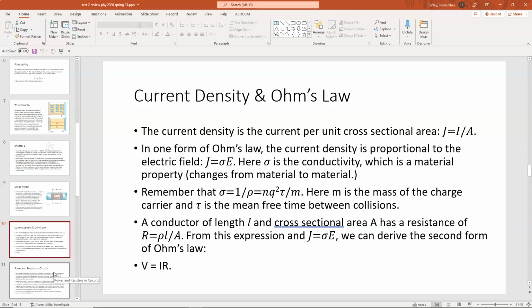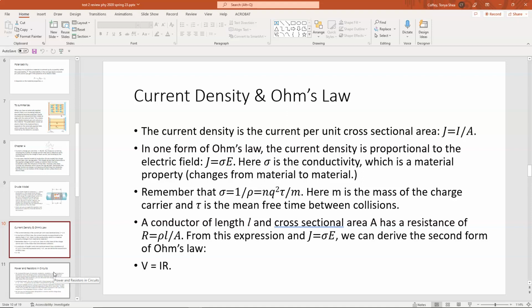Sigma is the conductivity. The conductivity is a material property that changes from material to material. Some materials, of course, are more conductive than others. Remember also that the conductivity is equal to 1 over the resistivity, which is, very confusingly, often written as rho. I know that we use rho for density too, and I'm sorry for that, but we're just stuck, okay? So sigma, the conductivity, 1 over the resistivity, is equal to NQ squared tau over M, okay?